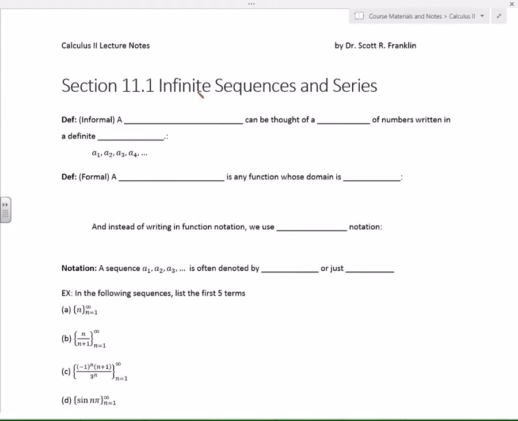Section 11.1, infinite sequences and series. I'm going to keep moving forward. I had you watch a video online from our college algebra course, just so that you're familiar with the concept of what a sequence is. We're going to dive a little bit deeper into sequences and series.